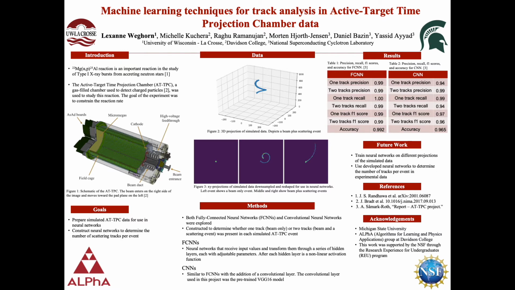Both fully connected neural networks, or FCNNs, and convolutional neural networks, or CNNs, were explored. Both types of neural networks are based upon a series of hidden layers with adjustable parameters followed by a nonlinear activation function, all with the intention of receiving and transforming input values. CNNs have an additional layer known as a convolutional layer. This project utilized the pre-trained VGG16 model as a convolutional layer.